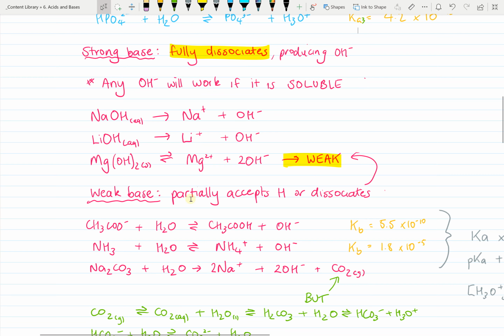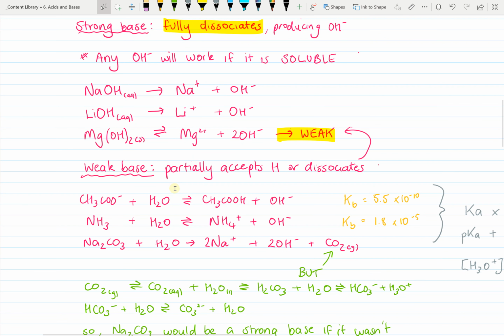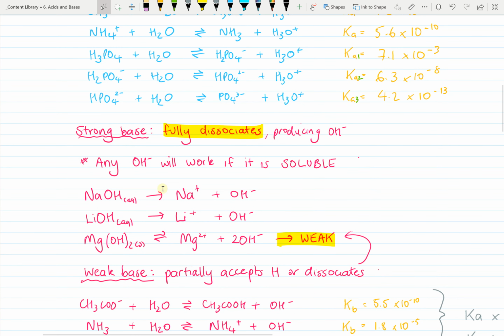And that's for the solubility side of it, but you can also just have chemicals that partially accept hydrogen back, or partially dissociate or ionize, with those words being semi-interchangeable. Ionize means they turn into ions, and dissociate means they split apart. And I purposely chose what are called the conjugates.